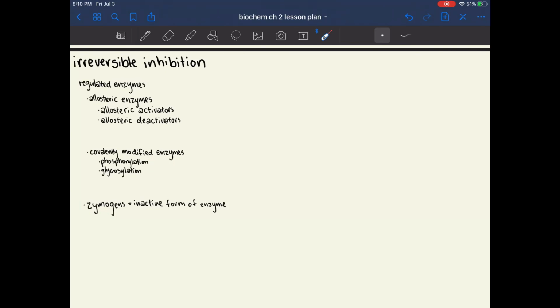They can be modified by phosphorylation. So if you add a phosphate group to an enzyme, it can either do its job better or worse, depending on the enzyme. Glycosylation is also a way that you can covalently modify an enzyme to either become activated or deactivated. Zymogen is an inactive form of an enzyme. Some enzymes, such as digestive enzymes, are really dangerous and you don't necessarily want them to be active from when they're created. So a zymogen can be created and then delivered to its final destination and then become activated through covalent modification or through allosteric sites.